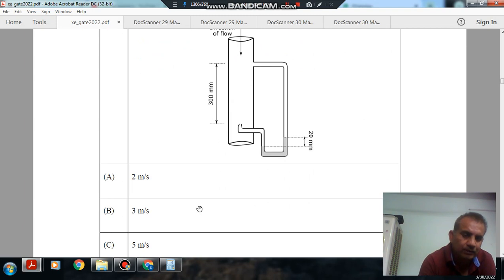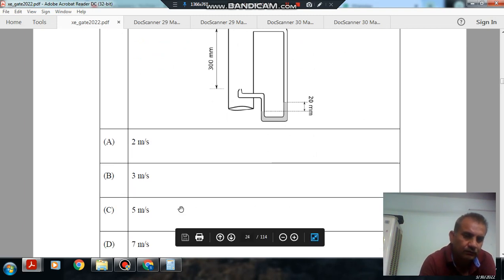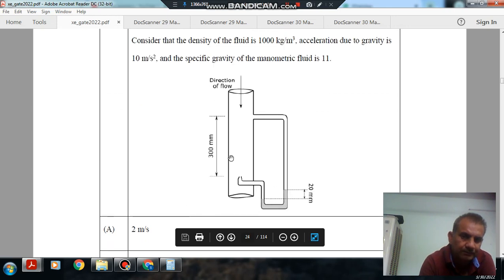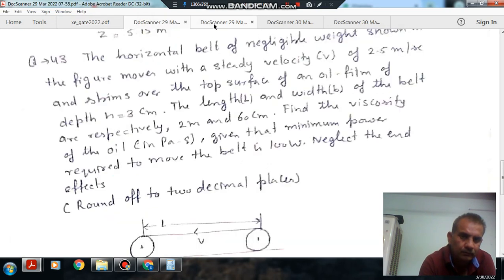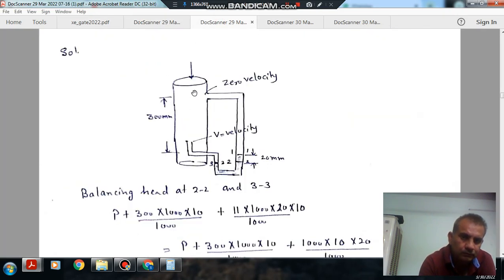Option A 2 meter per second, option B 3 meter per second, C 5 meter per second, and D 7 meter per second. Okay, this is your 20 mm, this is 300 mm, this is the direction of flow. This is the arrangement. At this point the velocity is 0 when the fluid is entering here. The velocity is 0 because velocity is maximum at the center line and 0 near the wall. Suppose at this line the pressure is P.